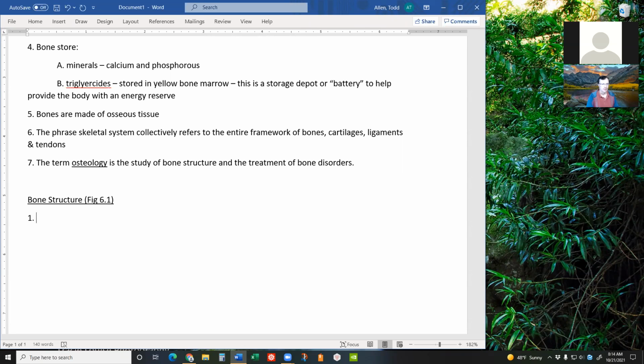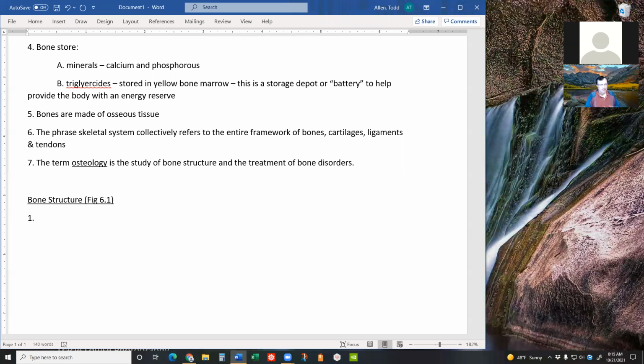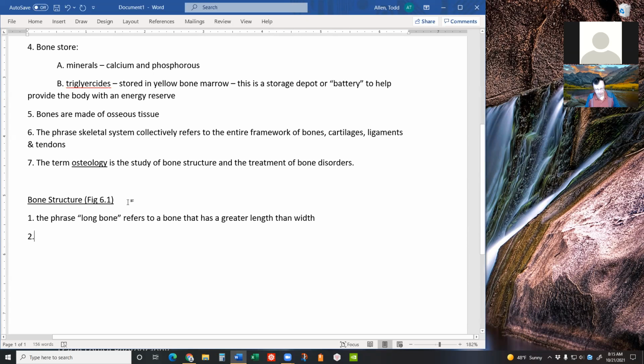Okay, so this is an image of a long bone, and when we say long bone, we're talking about a bone that has a greater length than width. That's what a long bone means, okay? The phrase long bone refers to a bone that has a greater length than width, okay? So hopefully no problems there.